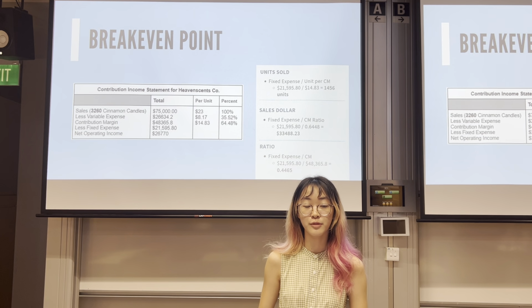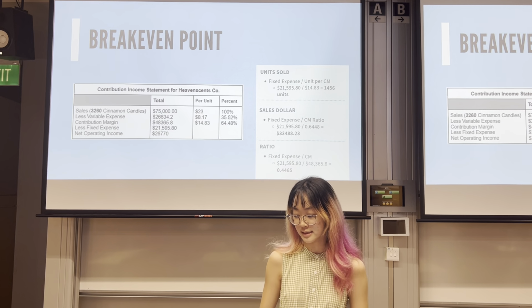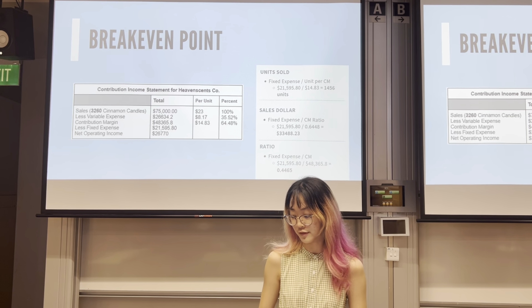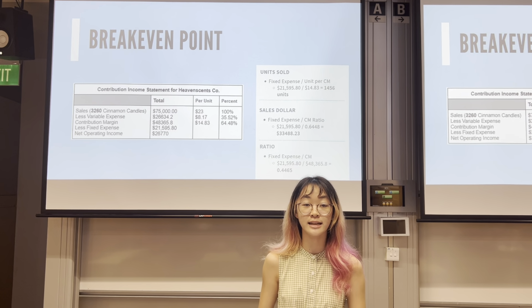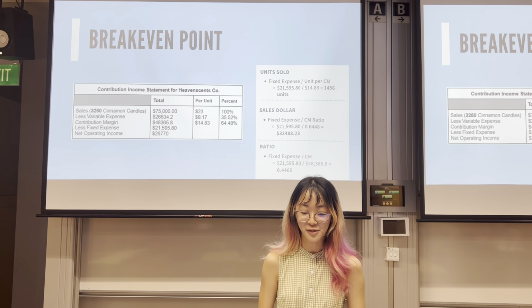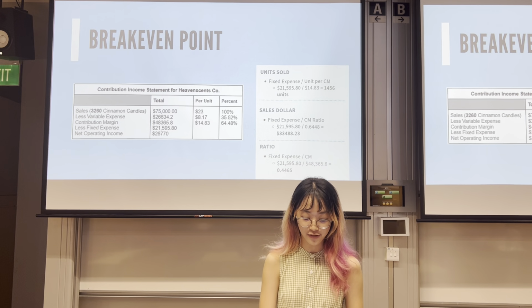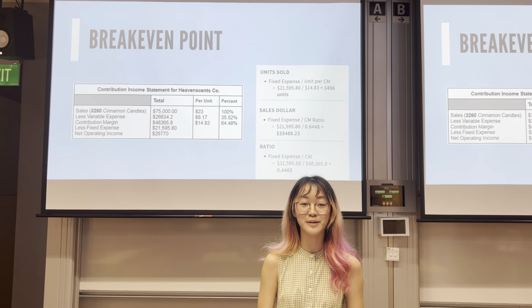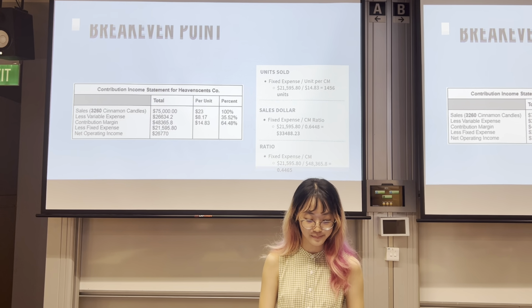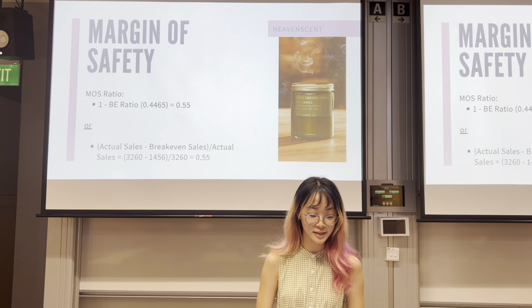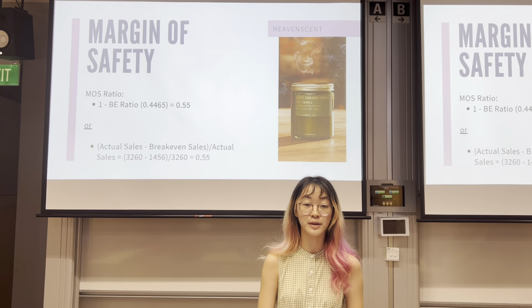So firstly, for break-even point, we use fixed expense and the contribution margin calculated previously to determine that Heavenscent has to sell 1,456 units and get a sales of $33,488. So the break-even ratio would be 0.4465, which means that Heavenscent needs to do 44% of their business to break even. So the margin of safety ratio we calculated would be 0.55.